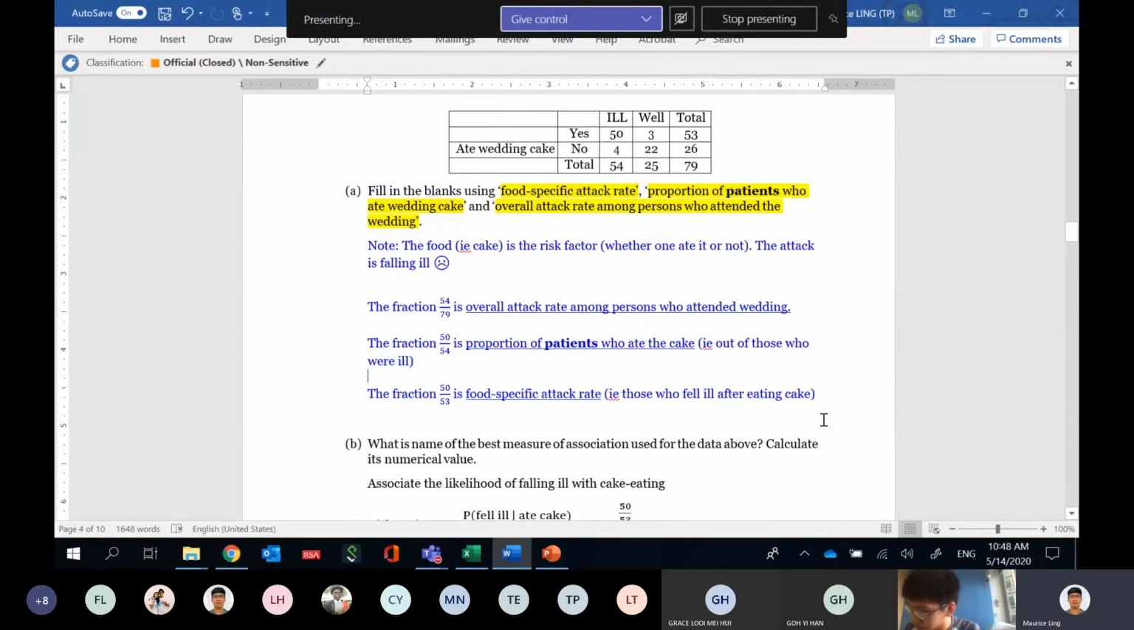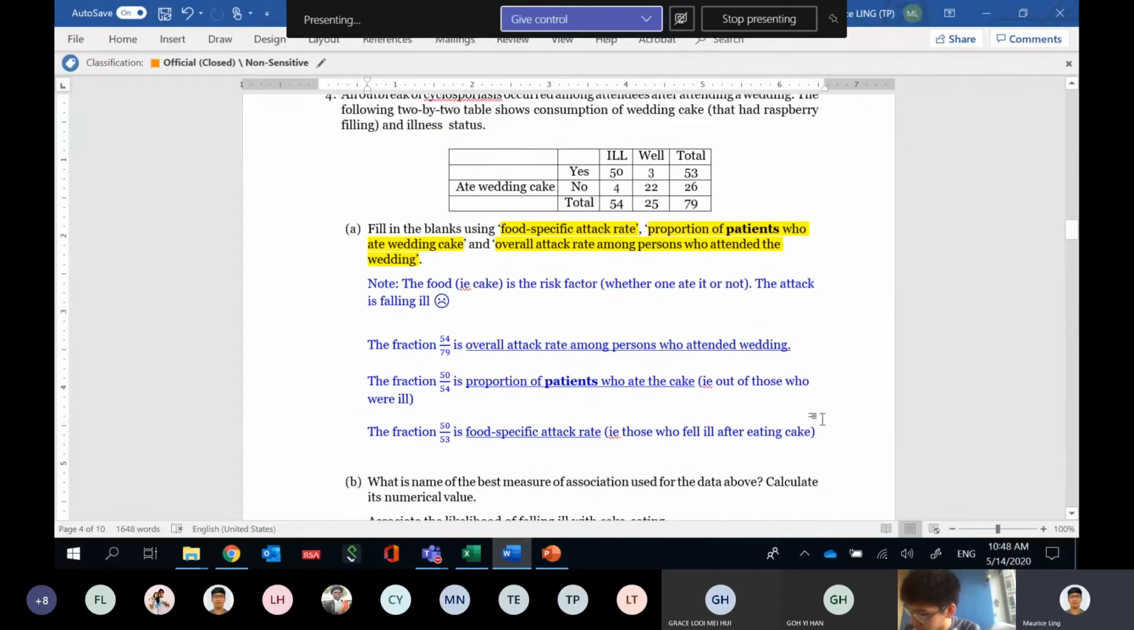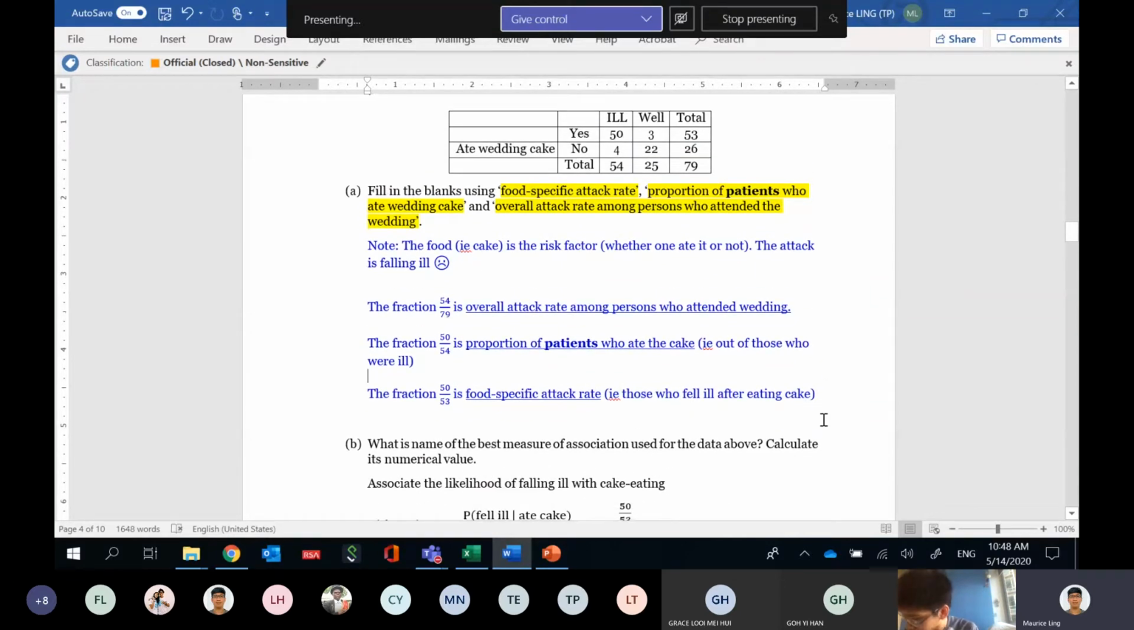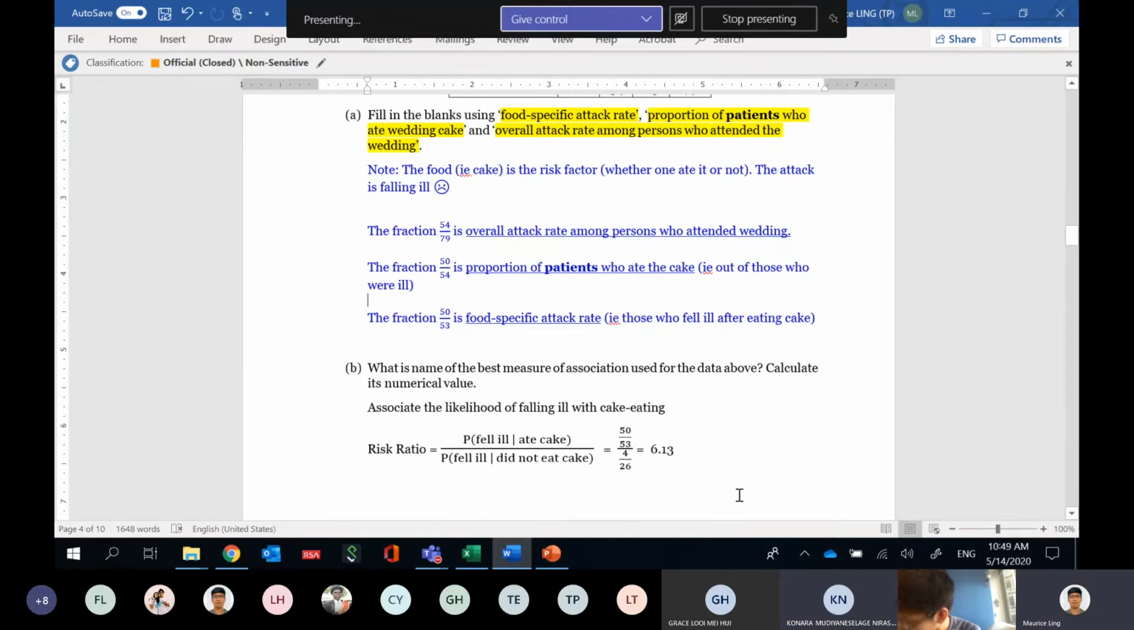Okay, so part D, what is the measurement? What is the name for the measurement for the data? Basically, the answer will be either relative risk or odds ratio. So, Tonara? Relative risk. Correct, relative risk. And what is the value for relative risk? I don't know. Okay. So relative risk is correct.